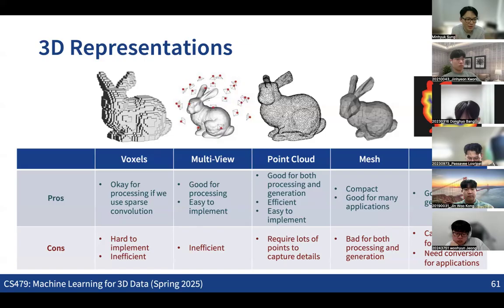So the point cloud is more explicit information, really having a set of points over the surface. And the implicit representation is just a function, which is typically a neural network in the context of 3D machine learning techniques. The implicit representation is typically used for generation, not for processing.